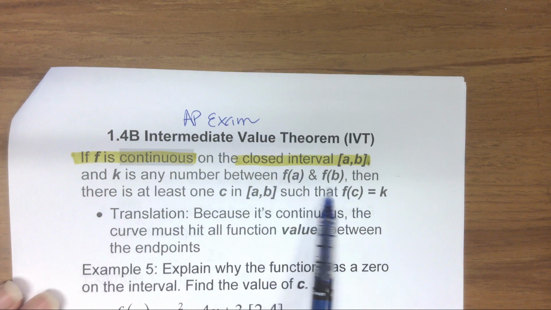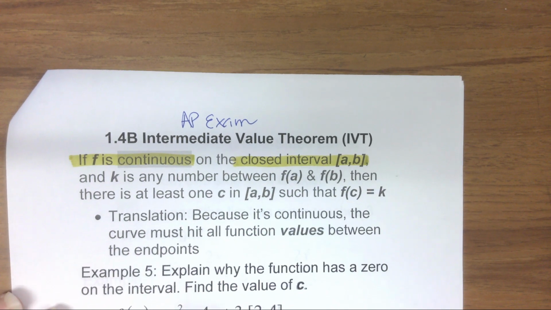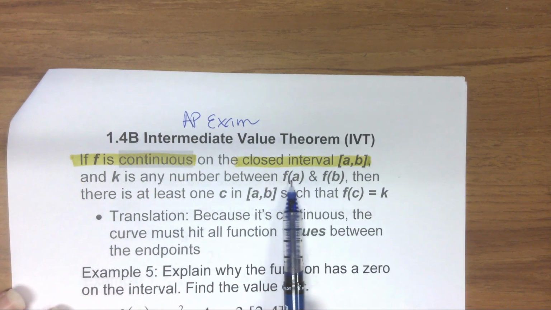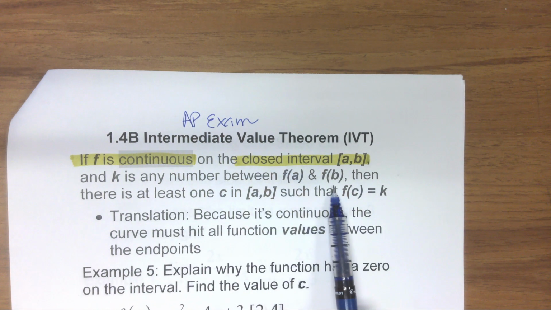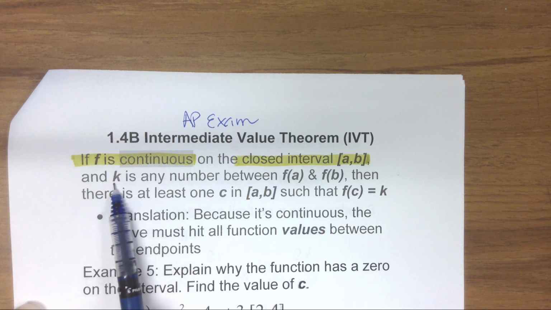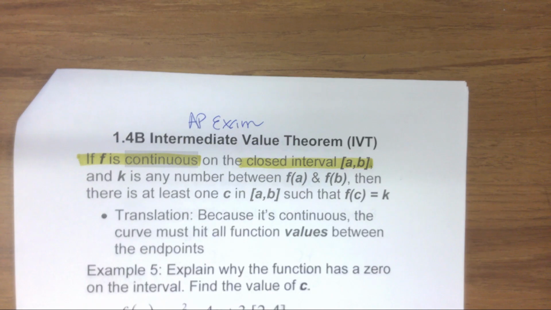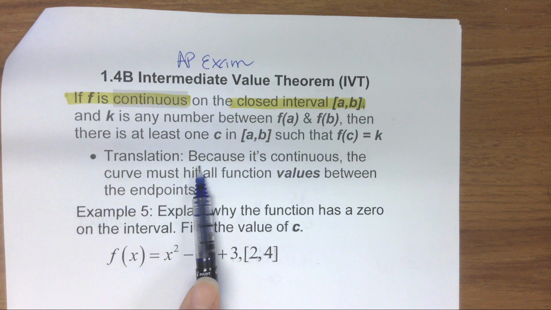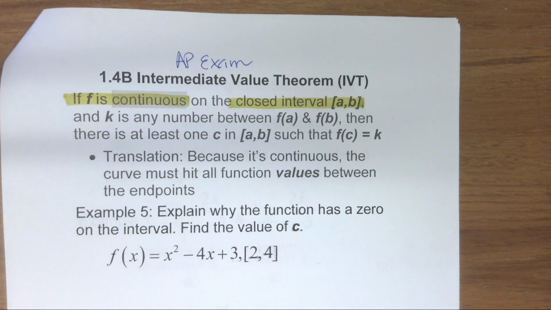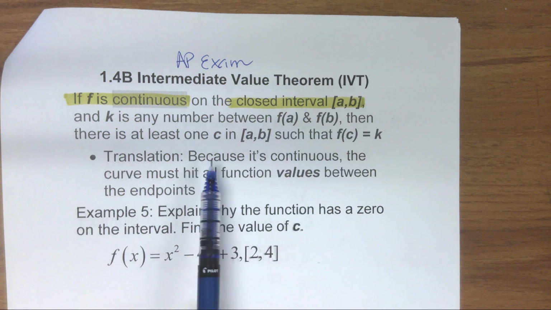That's what I was just saying on the board. If you know the y value at the beginning of the interval and the y value at the end, and K is any number in between those, you know that f of x is going to hit every single value. There's going to be a place where you can find f of x equaling K. Okay. Translation. This is me dumbing it down, but you're not dummies.